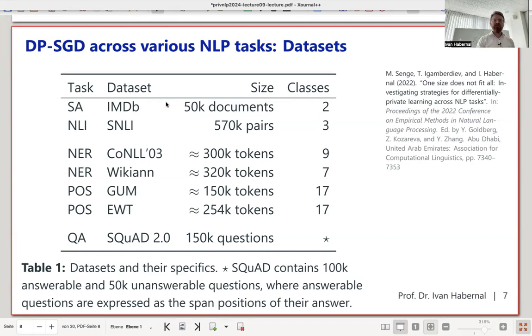And 50,000 documents. Okay, so 2 classes, 50,000 documents, and it's movie reviews. So the movie was great, positive; the movie was bad, negative; with more nuances in the text.